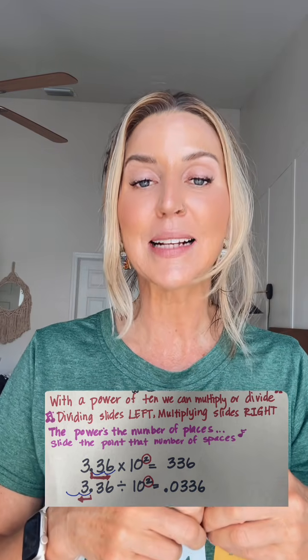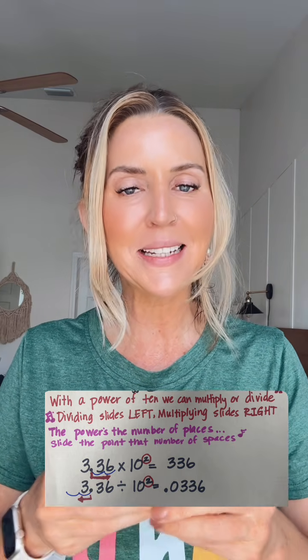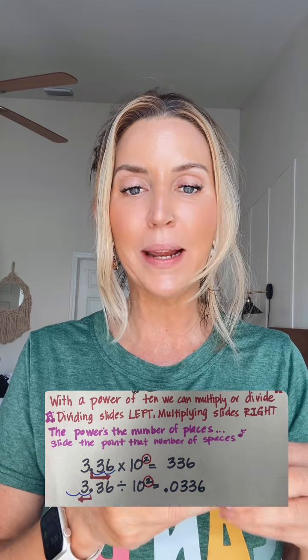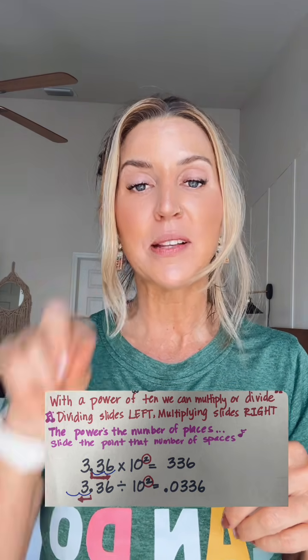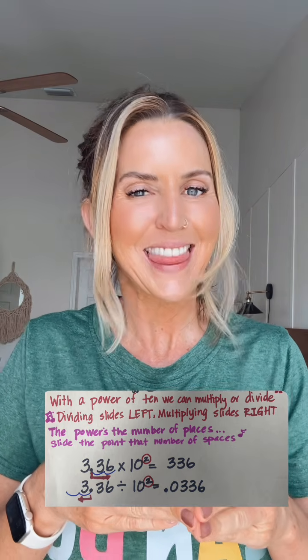So 3 and 36 hundredths times 10 to the second power is 336. 3 and 36 hundredths divided by 10 to the second power means that decimal point is going 2 place values to the left. Any open spaces we fill in with a 0, so 3 and 36 hundredths becomes 306 ten thousandths. And that's powers of 10 in 2 minutes or less.